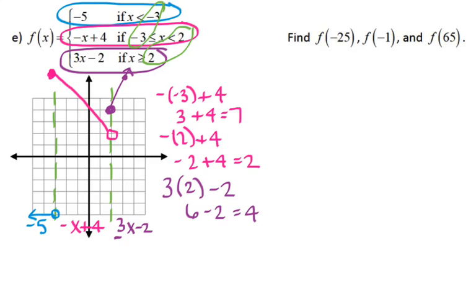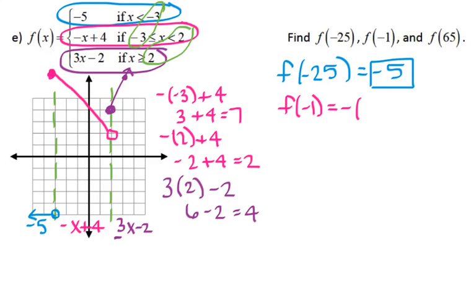There we go. So the -25 I'm going to plug into my blue function. So f of -25 just gives me -5 because it's a constant function. F of -1 I'm going to plug into the pink. That gives me negative of -1 plus 4. And that gives me 5, because that's 1 plus 4, which is 5.